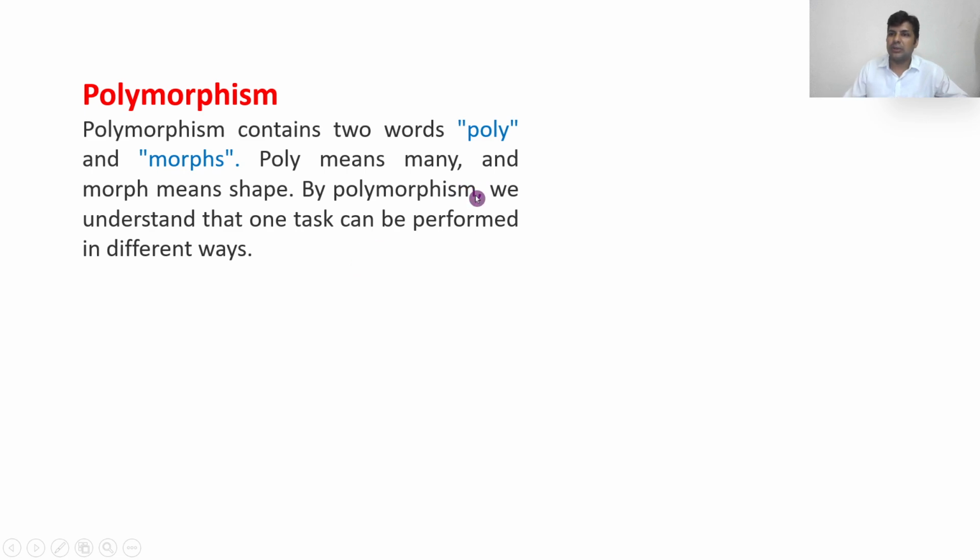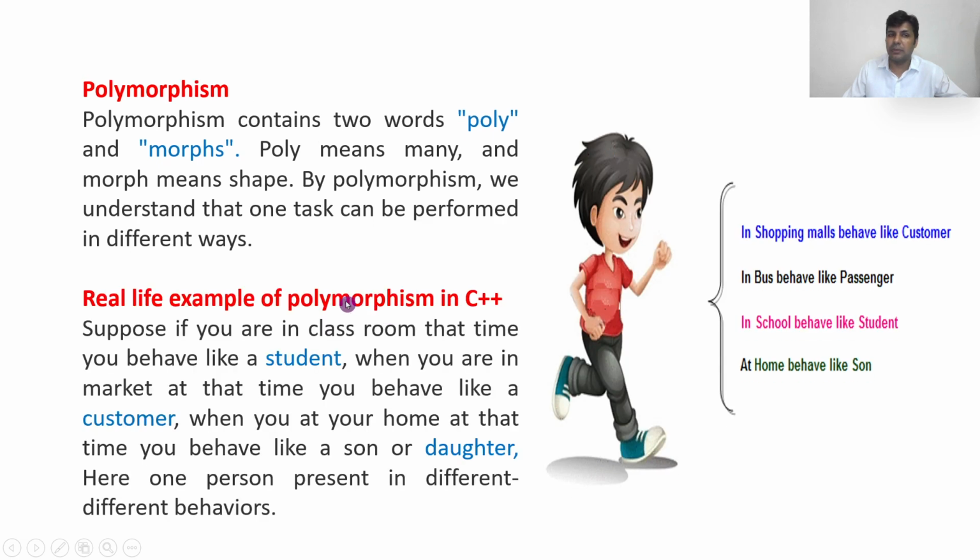That means, for example, if you have a function, the function name will be the same, but it will perform in a different way. Let us take a small example. Suppose you are in a classroom. My name is Arun Reddy, right? So Arun Reddy in the classroom becomes a student. When we are in the market, we become a customer. In the same way, when you are at home, I become a son or a daughter. So one person presents different behavior. The name is the same, Arun Reddy, but when I go to different places I behave in a different way.